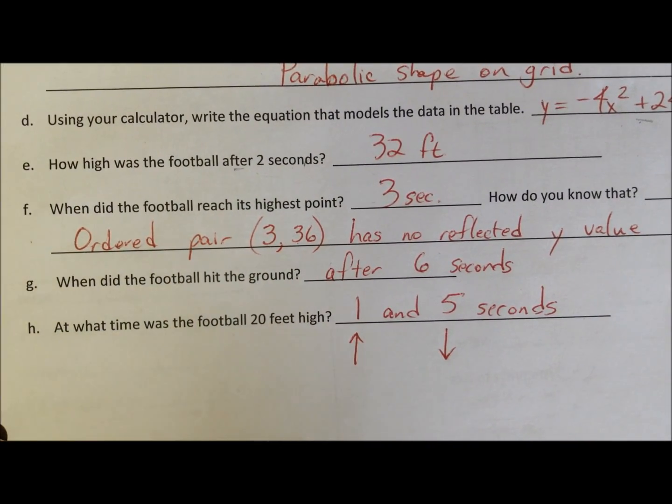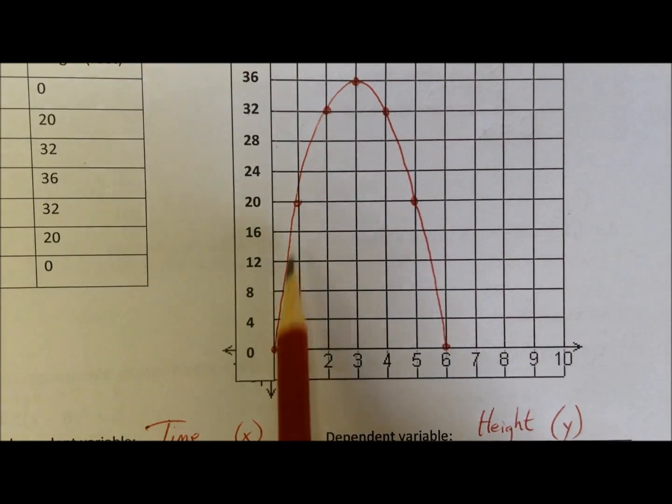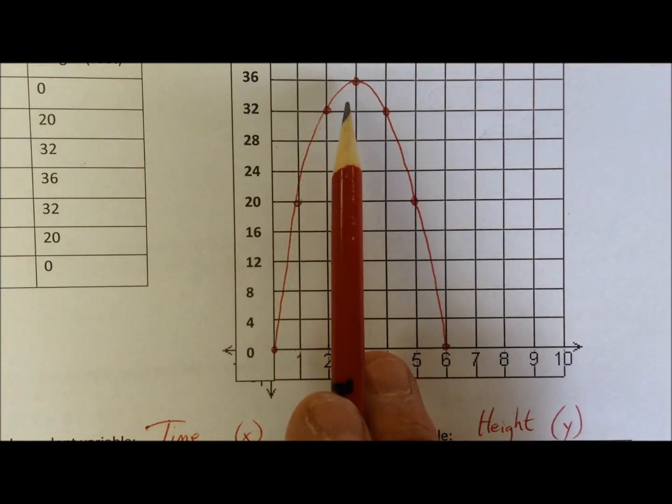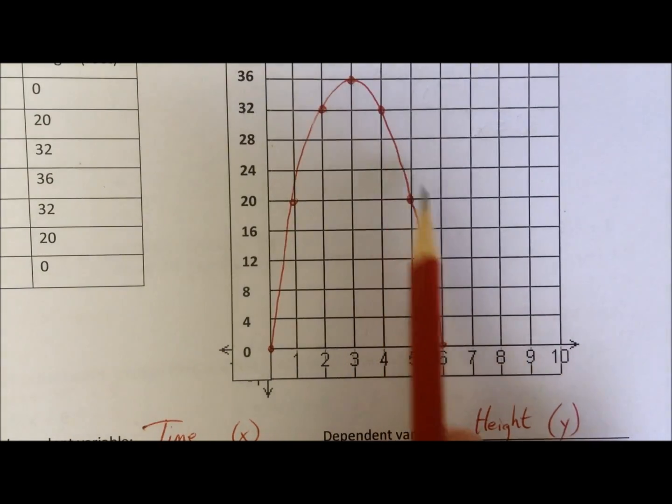At what time was the football 20 feet high? It was 20 feet high 2 times. 20 feet going up at 1 second, and coming down, it was 20 feet at 5 seconds, and you can see that up here. At 1 second, it was 20, and it's going up. And at 5 seconds, it's at 20 feet on the way down.